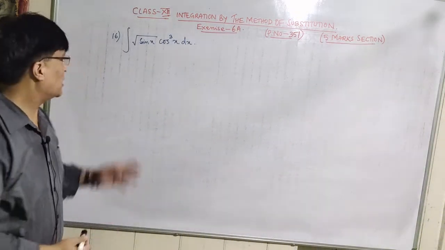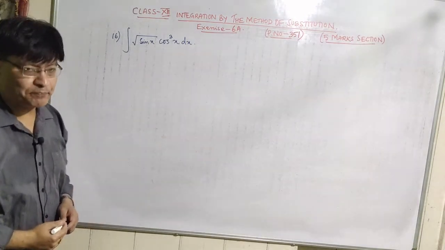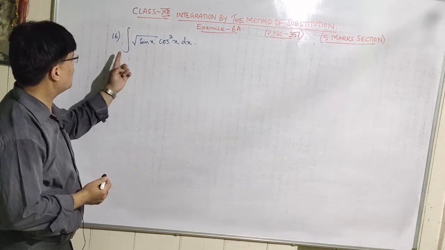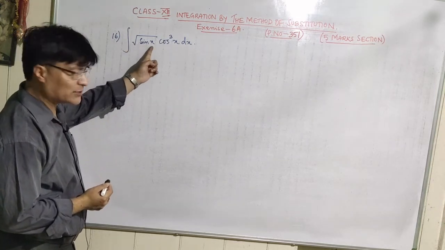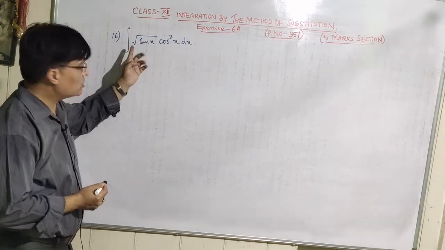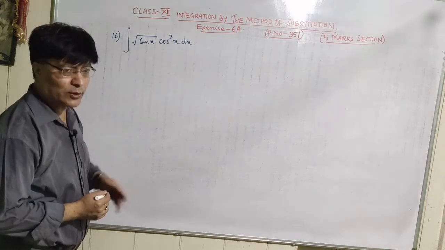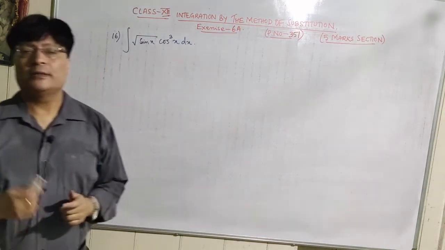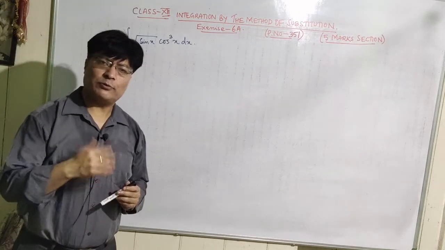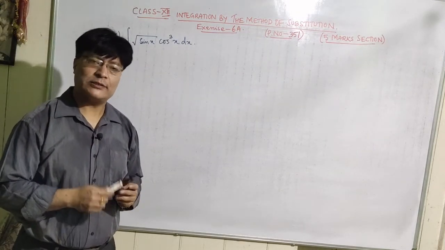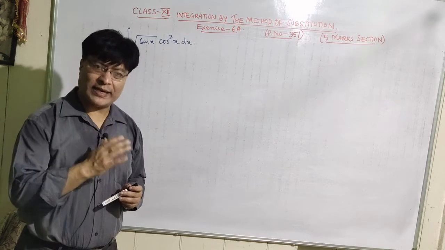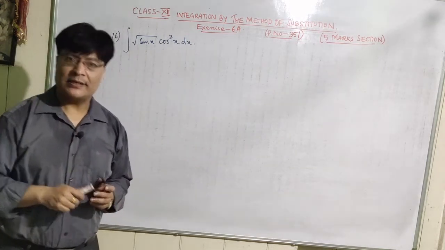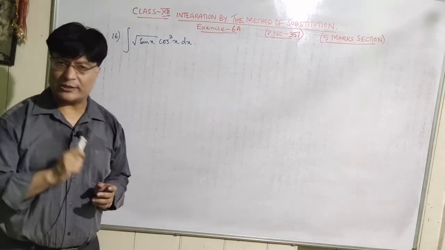So now we'll do the next question, that is question number 16. You have to evaluate the value of this integral, that is the integration of root over sin x, within the square root there is only sin x, and outside the square root there is cos cube x dx. Okay, so if there is an odd power, you have to break that odd power. That is, cos cube x is there. You can break it as cos square x into cos x.